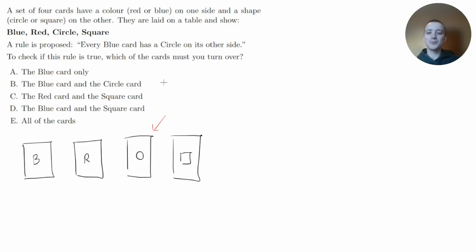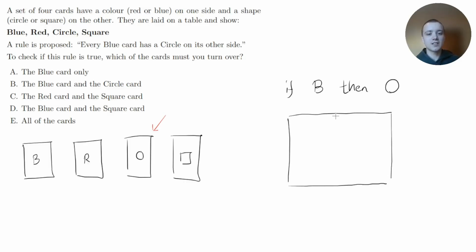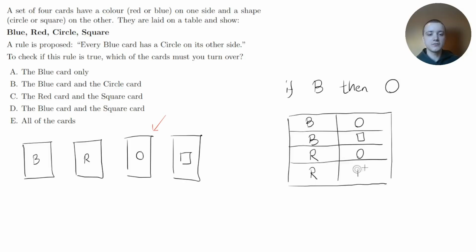Let's go over this a little more precisely. So this statement is telling us if a card is blue, then it has a circle on the other side. Now, under this rule, let's think about what cards are allowed. So there are 4 possible cards that we could have in this set. You have 2 cards which could be blue, 2 which are red. So you could have blue circle, blue square, red circle, red square.